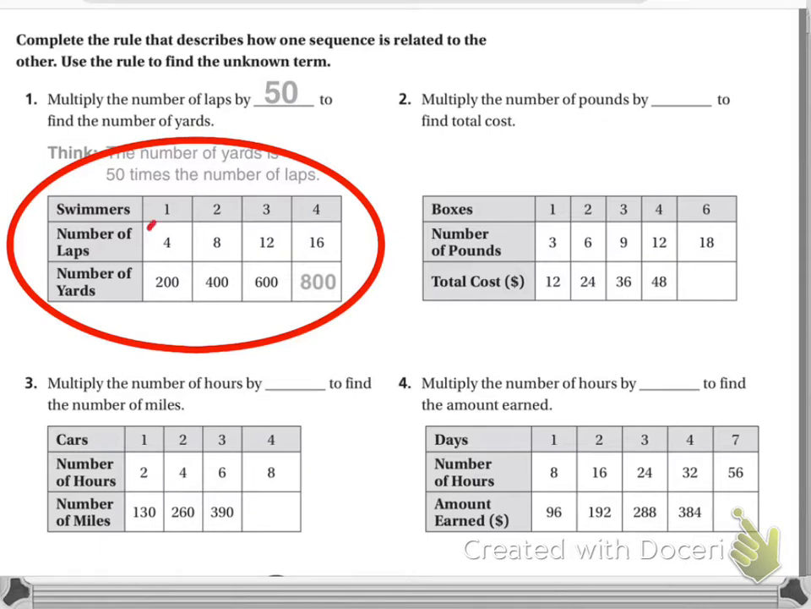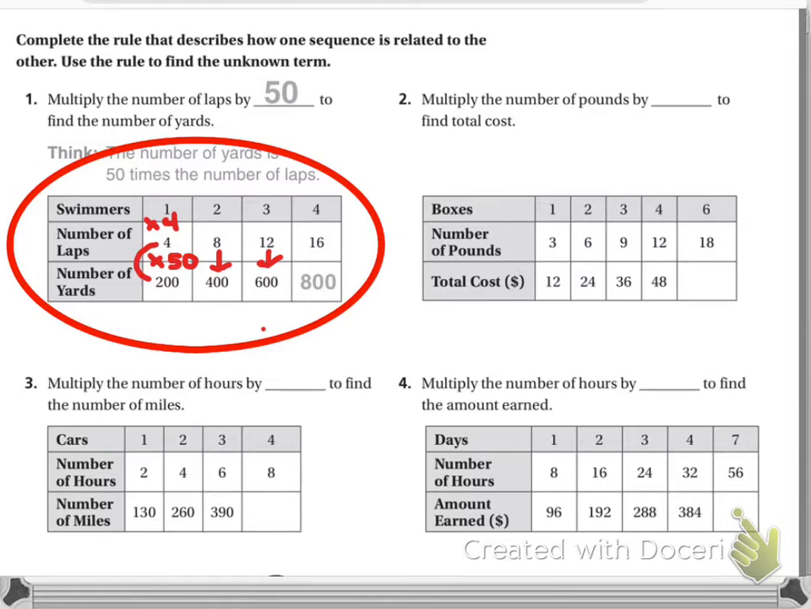So for the first number, they multiplied times 4 because one swimmer does 4 laps. Then I noticed that they go from 4 to 200. In order to get from 4 to 200, I believe you have to multiply by 50, right? Is 4 times 50 200? I believe it is. Does that work for all of these? Is 8 times 50 400? Well, I know 8 times 5 is 40, so 8 times 50 must be 400. Yeah, so that works everywhere.